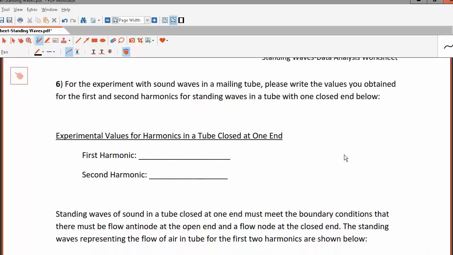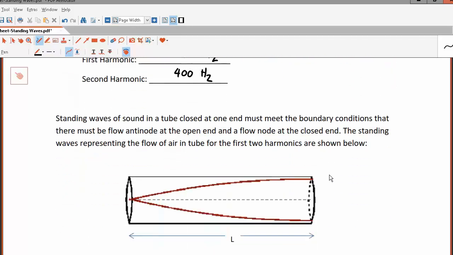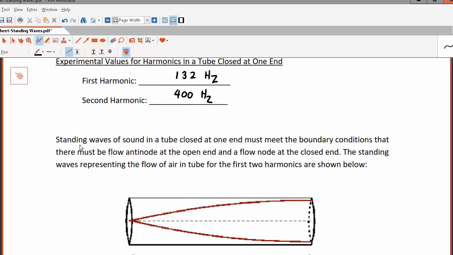So in the second part, or in part number 6 here, we have to write our experiment values for the first and second harmonics we obtained for the experiment with the mailing tube when one end was closed. In my experiments, I got 132 Hertz for the first harmonic and 400 Hertz for the second harmonic. Let's calculate the theoretical values and see how close we got to that.